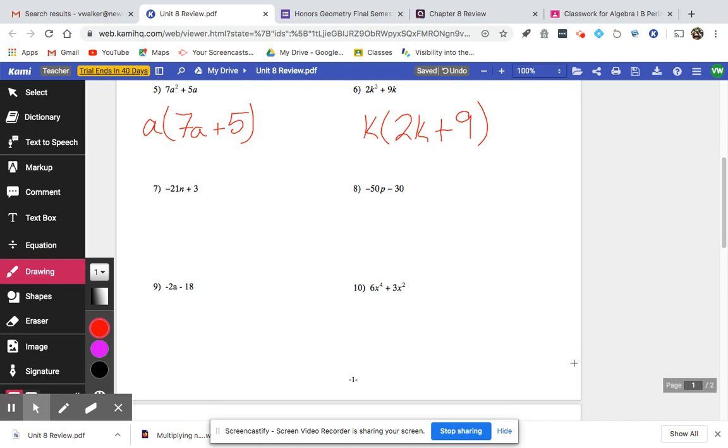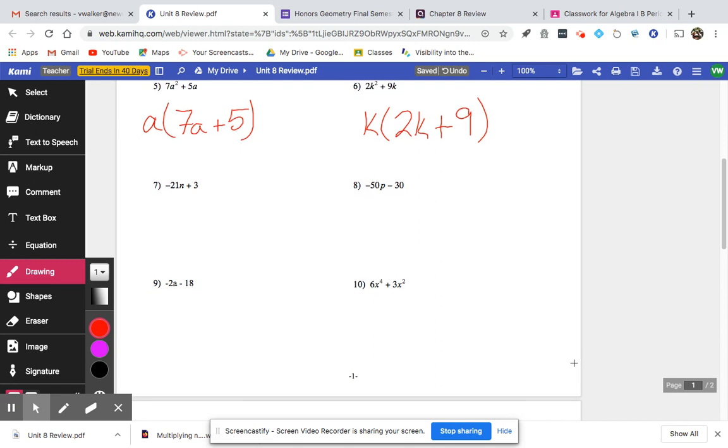Now we look at number 7, negative 21n plus 3. Do both of them have a variable? No, they don't. Do both of them have a common number? Yes, they do. The largest number that can go into both negative 21 and positive 3 is 3. When I factor a 3 out of 21, take negative 21 divided by 3, you'll get negative 7. And we still have an n in there. And then 3 times a positive 1 gets you positive 3. And that's number 7.